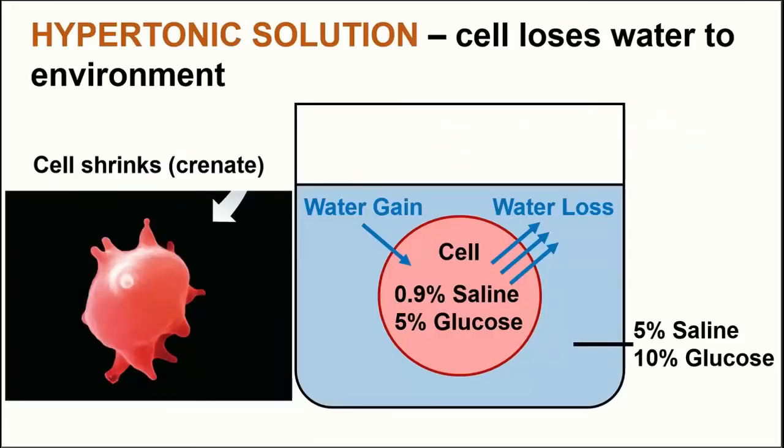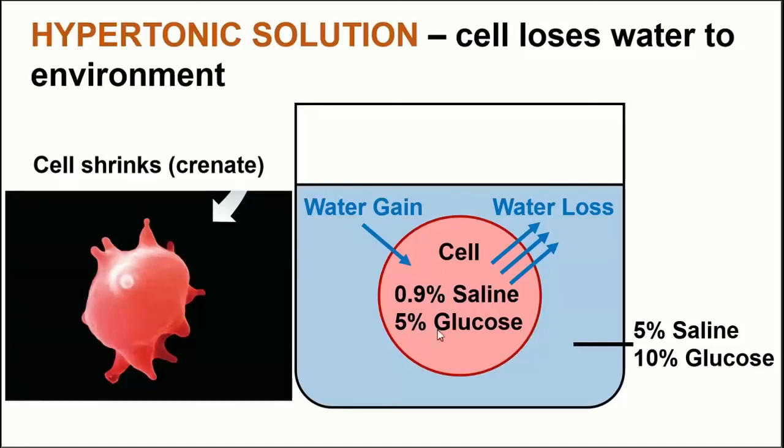Right. So since we've looked at isotonic solutions, now let's turn our attention to scenarios in which the volume of the cell will change. And the first one that we'll focus on here is the hypertonic solution. This is where the cell is going to lose water to its environment, because in hypertonic solutions there are more solutes outside of the cell than there are inside of the cell, right?